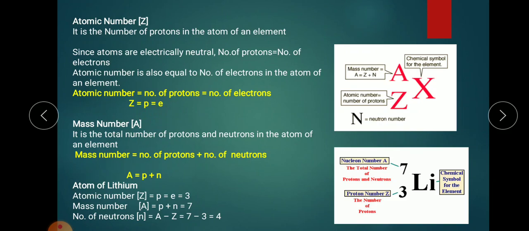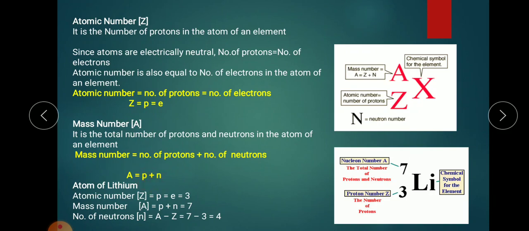Next we have mass number. Mass number is the total number of protons and neutrons in the atom of an element. So whatever number of protons and neutrons are present, that we call the mass number. So we can write this equation: mass number equals number of protons plus number of neutrons. Once again, we know that the number of protons is the atomic number, so in place of P we can write Z as well.